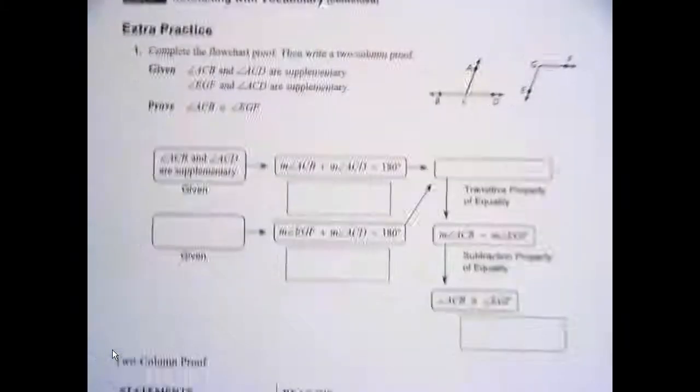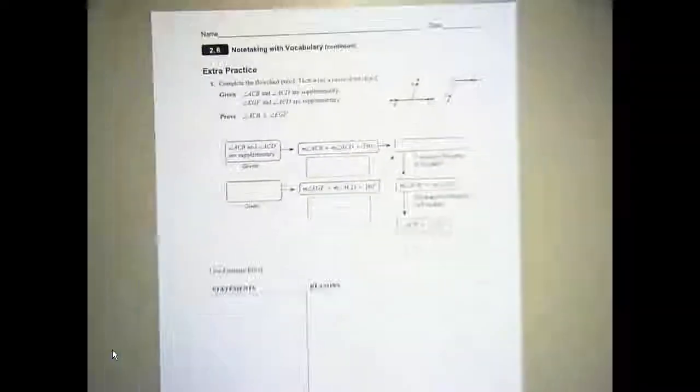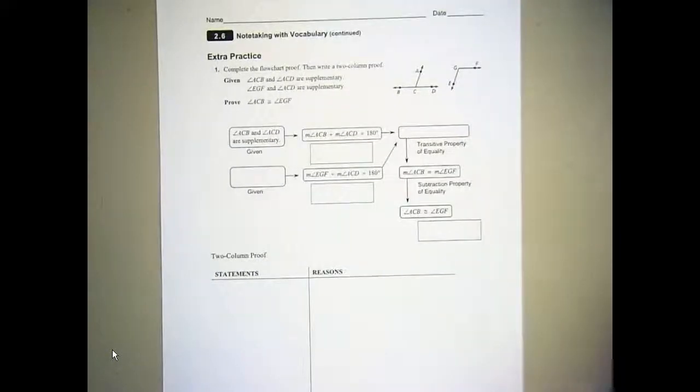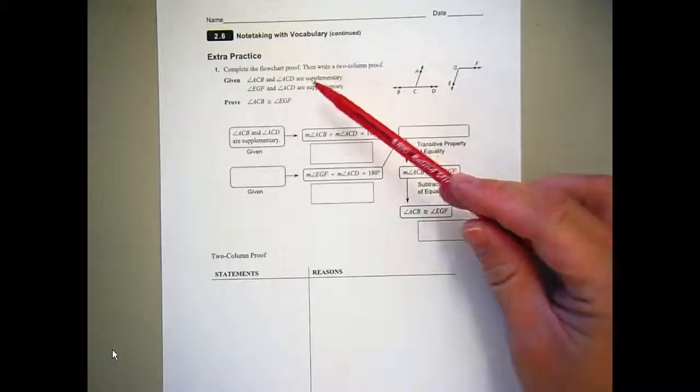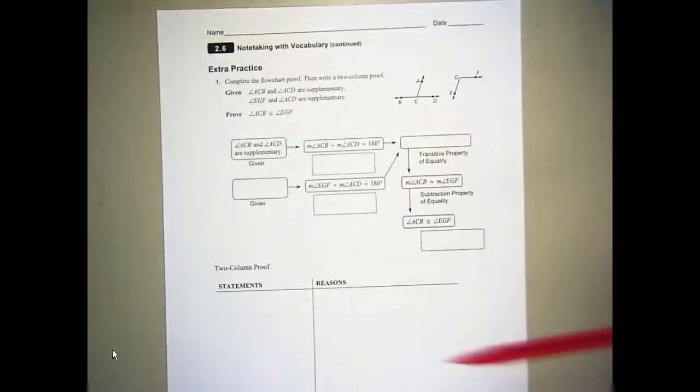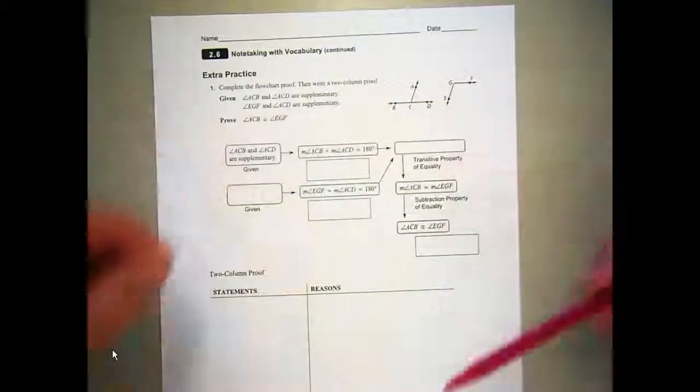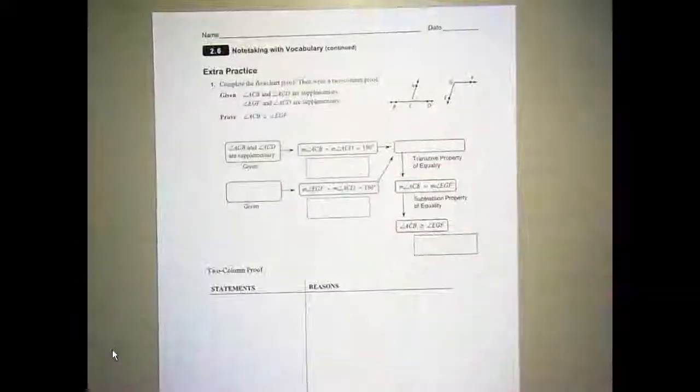Okay, your homework today, your assignment, is page 63. You need to complete that flow proof, and then write that flow proof into a 2-column proof. So after you finish it, convert it into a 2-column proof. All right? Very good.